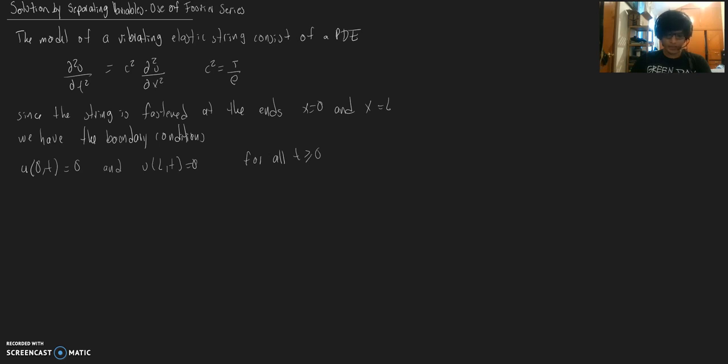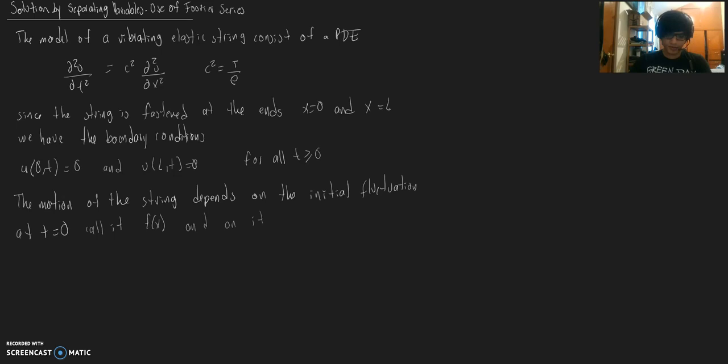And because the motion of the string depends on the initial fluctuation, that is the force that started the vibration of the string, at t equals 0, we call it f of x, and it depends also on its initial velocity, that is at t equals 0, and we will call it g of x.